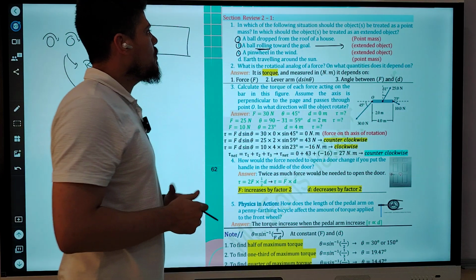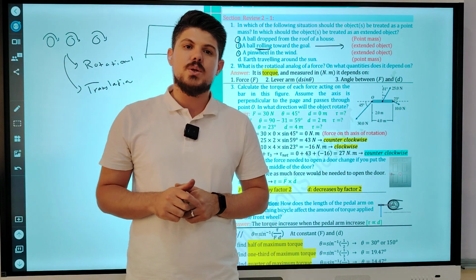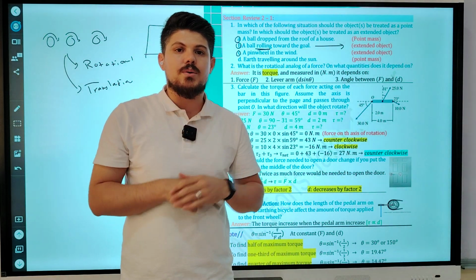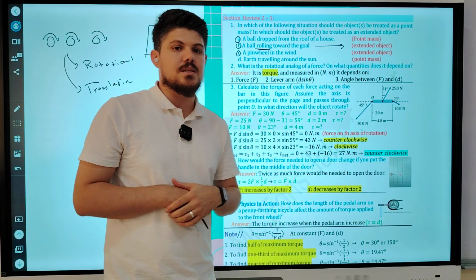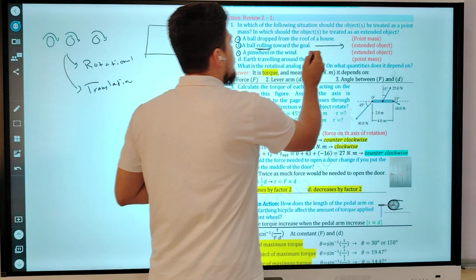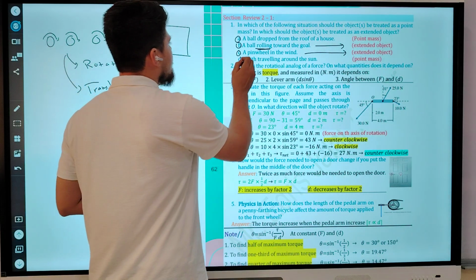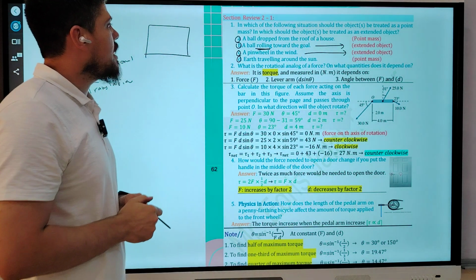Branch C, a pinwheel in the wind. You know that the pinwheel has a fixed point, and it is rotating around itself about a specific axis. Because the pinwheel has only rotational motion, the pinwheel is treated as an extended object. Look at D and pay attention, please.